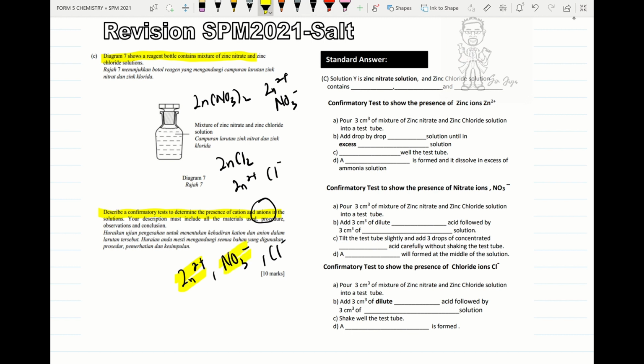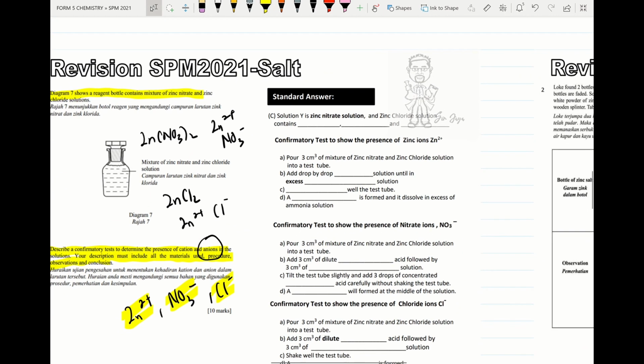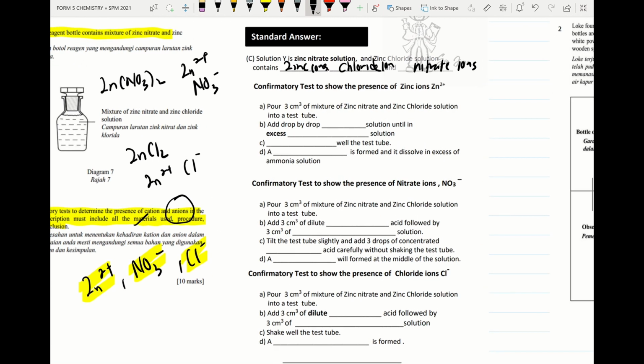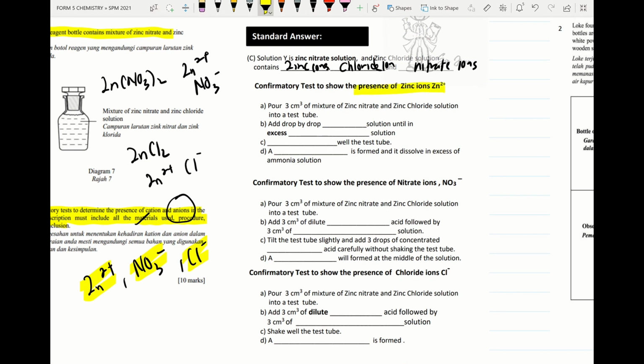So here, nitrate ion and chloride ion. In your description, include materials used, procedure and observation. We try to do it like this. Solution Y contains zinc nitrate solution and zinc chloride solution, so it contains zinc ions, chloride ions and nitrate ions. All right, the confirmatory test to show the presence of zinc ion.